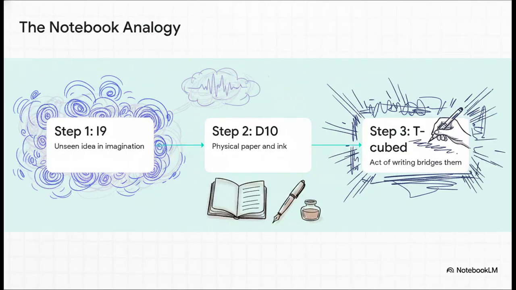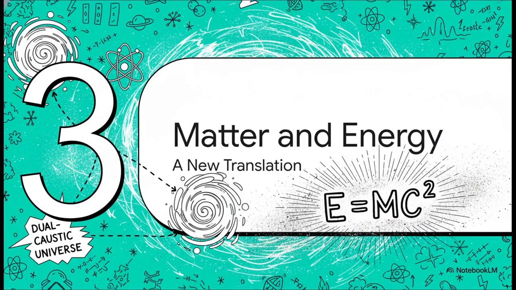To make this abstract math a bit more concrete, imagine a simple notebook. Step 1, your I9 field is the unseen idea hovering in your imagination. It's pure potential, no physical weight. Step 2, the D10 field, is the physical paper and ink on your desk. And step 3, T cubed, is the act of writing. It's the junction where your intangible thought literally strikes the physical page and becomes real. You are the operator in that buffer, translating the unseen into the measurable. Make sense?